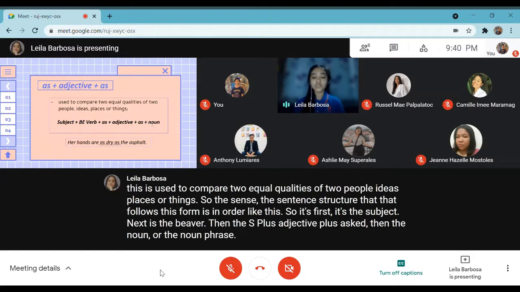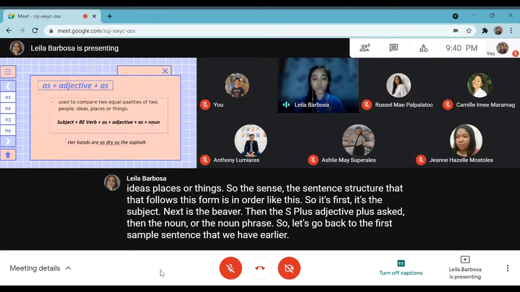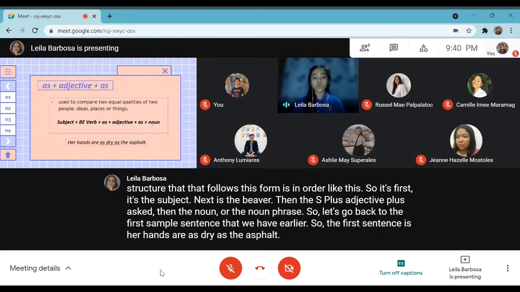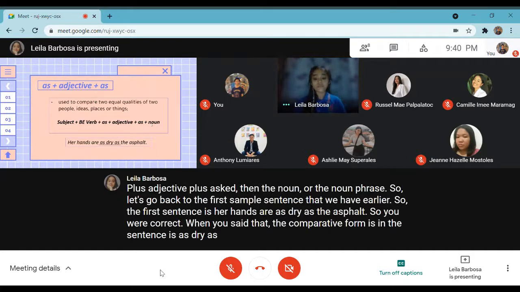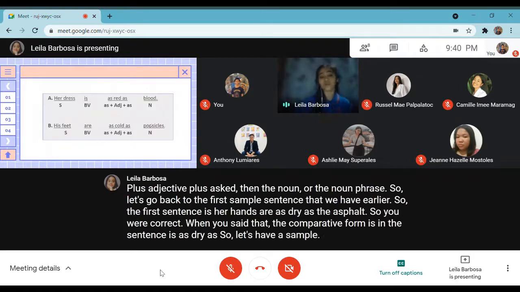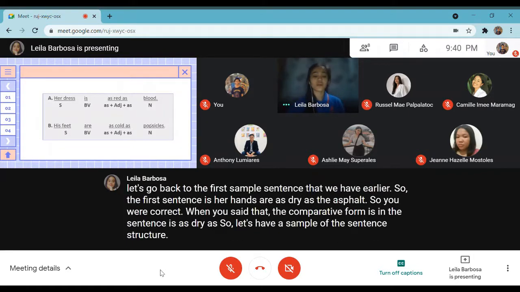Let's go back to the first sample sentence that we had earlier. The first sentence is her hands are as dry as the asphalt. You were correct when you said that the comparative form used in the sentence is as dry as. Let's have a sample of the sentence structure. For letter A, can you please read this, Jean?